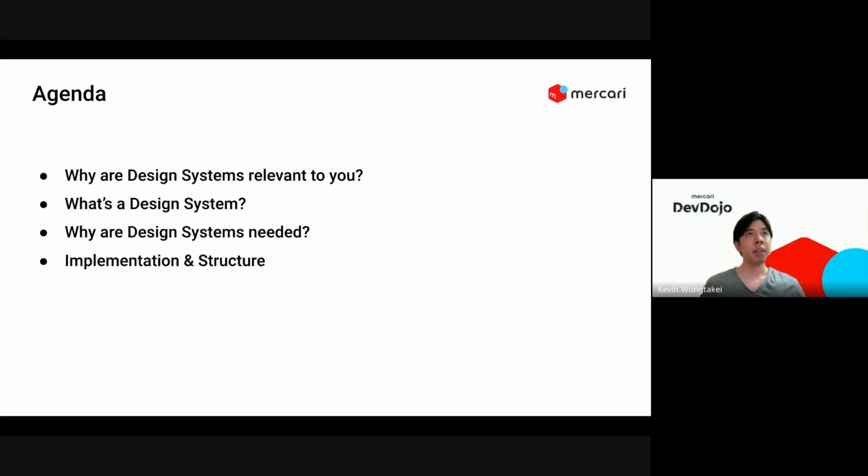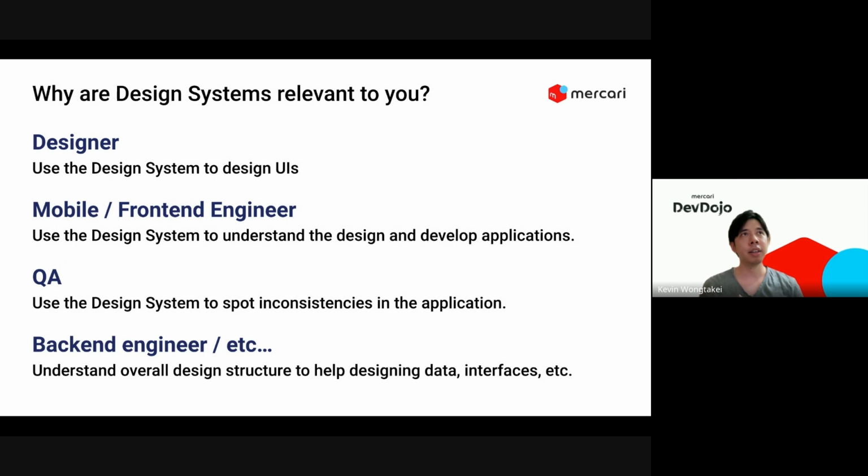Okay, so to start, first of all, why are design systems relevant to you? Because I think we have people from multiple roles doing different things. But the design system can be useful for multiple roles, as you can see in this slide. For example, for designers, the design system is useful to build or design UIs when we create designs for different screens in our application.